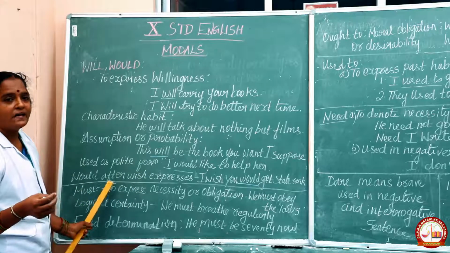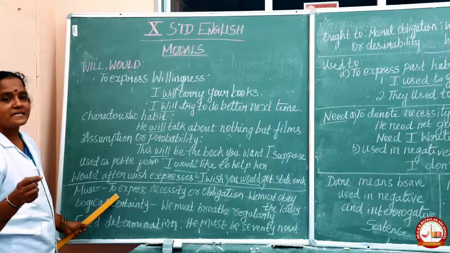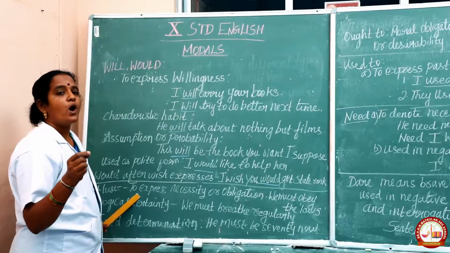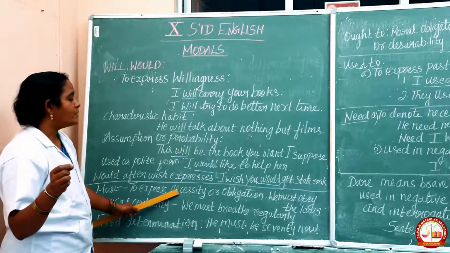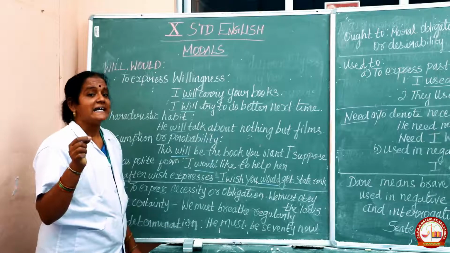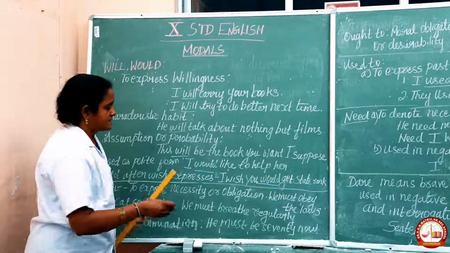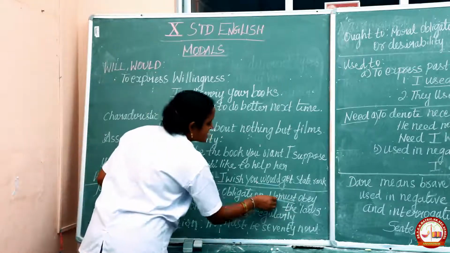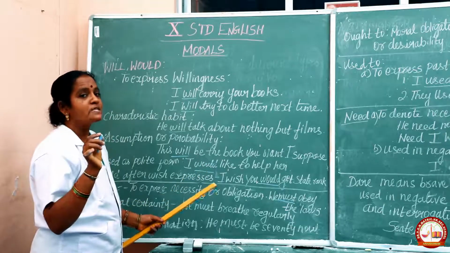And the next one we are going to see is must. To express necessity or obligation. We must obey the law is the necessity. For this we have to use must. This is the necessity. We must obey the laws. For this we have to use must.